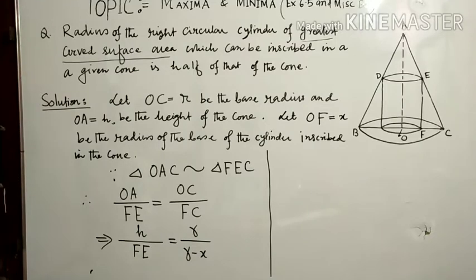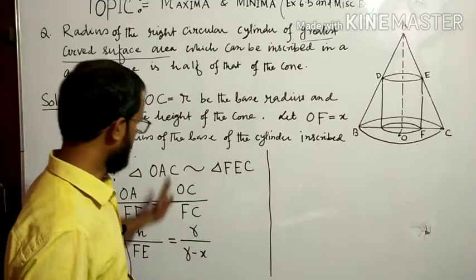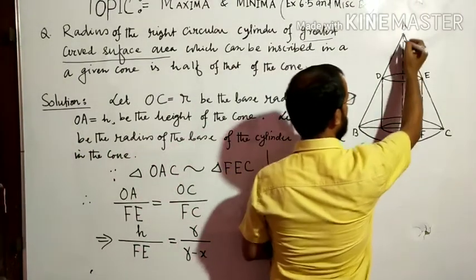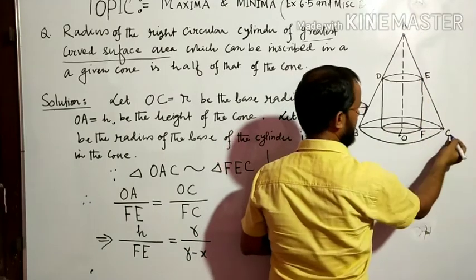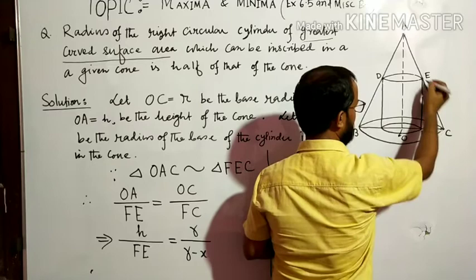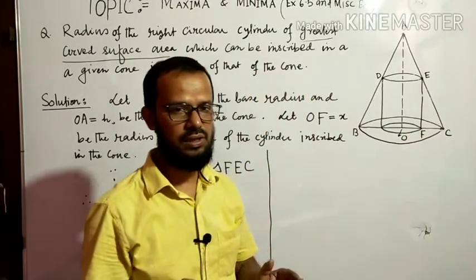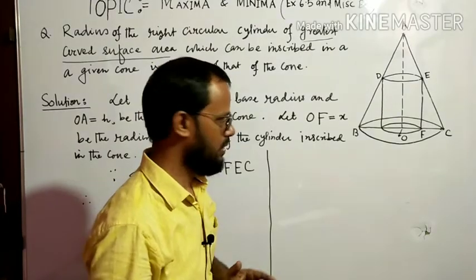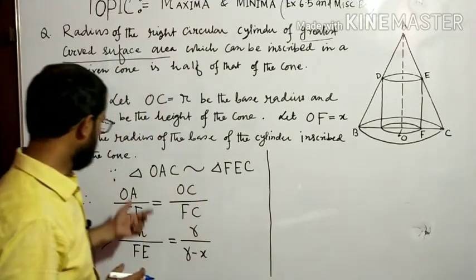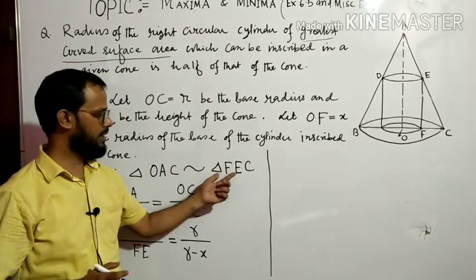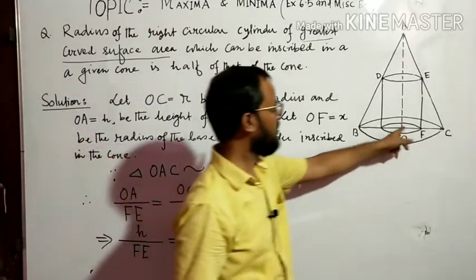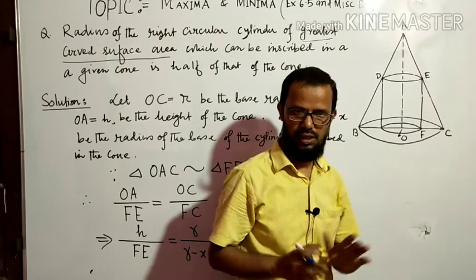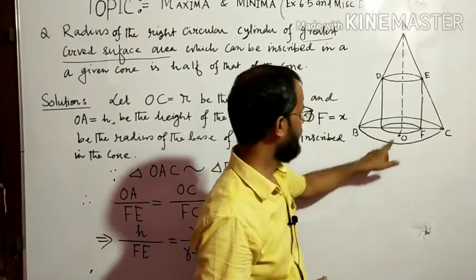After drawing all these things, if you see in the diagram, OAC is one triangle and FEC is another triangle. Both triangles are similar triangles. You learned in school the property of similar triangles. Triangle OAC is similar to triangle FEC. When both are similar, then what will happen?